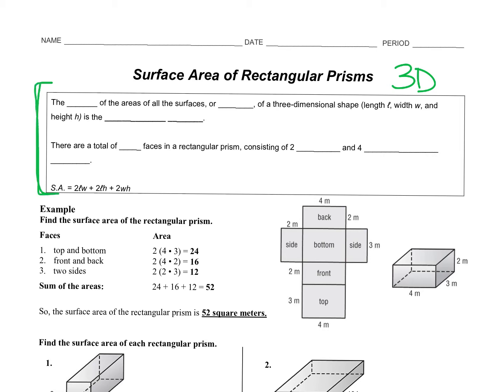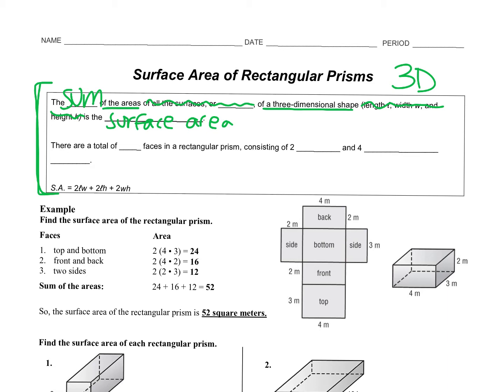The sum of all the areas of a 3D shape is the surface area, okay? I'm going to cross out all these extra words. The sum of the areas of a 3D shape is the surface area. Find all the areas, add them all up.